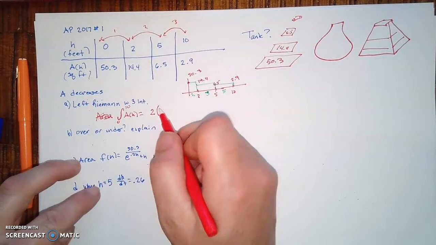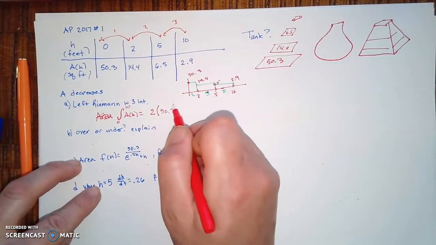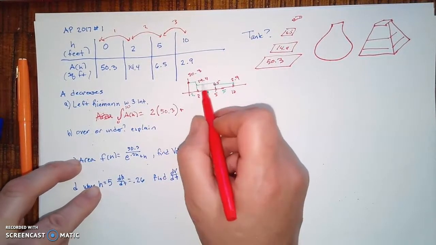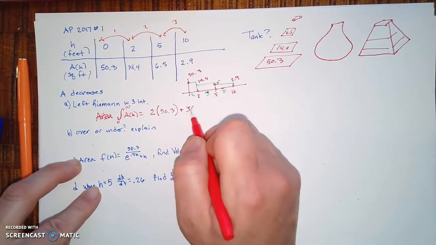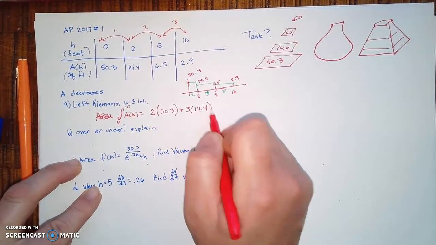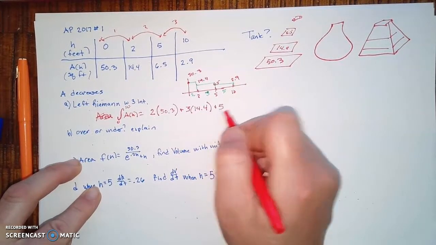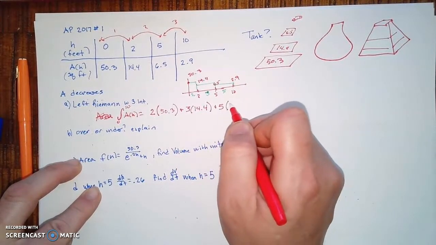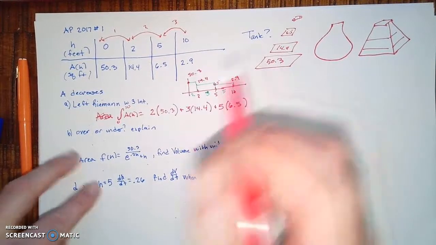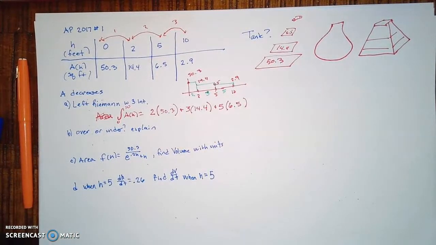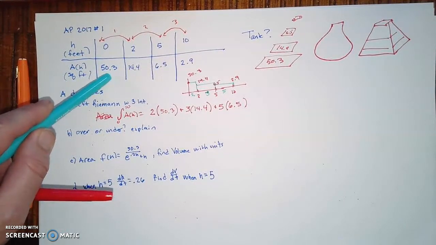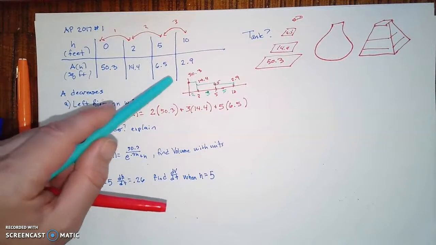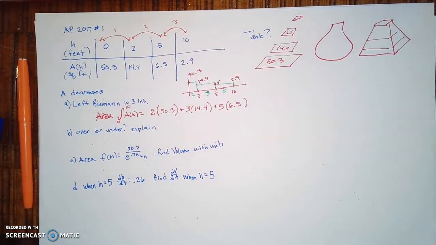The first one is going to be 2 times 50.3, plus the second area is going to be 3 times 14.4. And the third area is going to be 5 times 6.5. The way you can always check in the end to make sure you have the right heights is if we see left, it means we're starting on the left side. We're going to leave off one of our y values. So we used 50.3, 14.4, and 6.5. So we've got those all there correct.